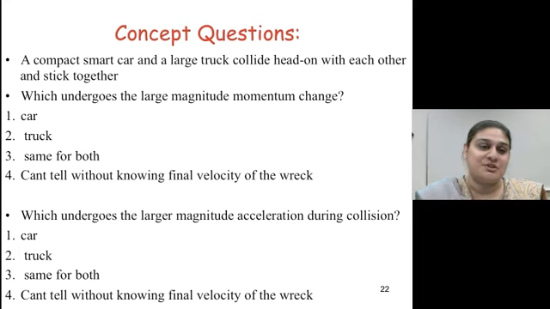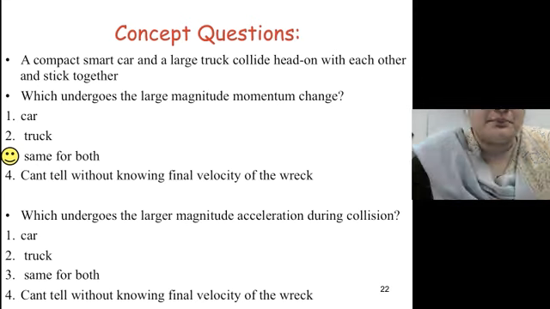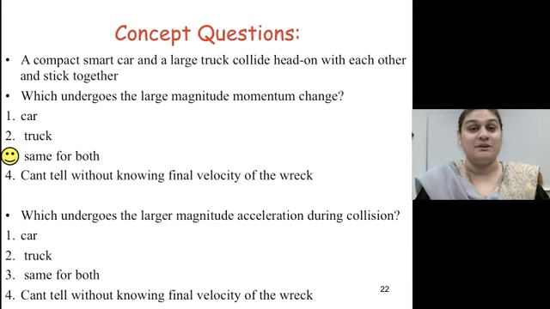Now here's a question that you should ask yourself. A small compact car and a large truck collide head-on with each other and stick together. So this is an example of which kind of collision, elastic or inelastic? Which undergoes the larger magnitude of momentum change: the car, the truck, or is it the same for both, or can't tell without knowing the final velocity of the wreck? Interesting. The magnitude of the momentum change will be exactly the same, as we saw in the example that we did before. Why? Because the forces acting on them are equal and opposite, so the magnitude of their forces is the same.